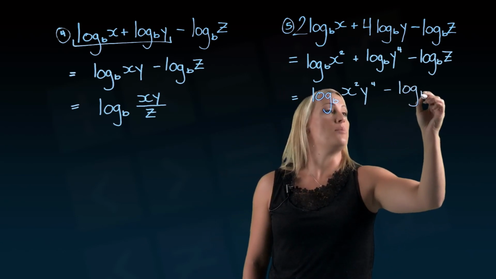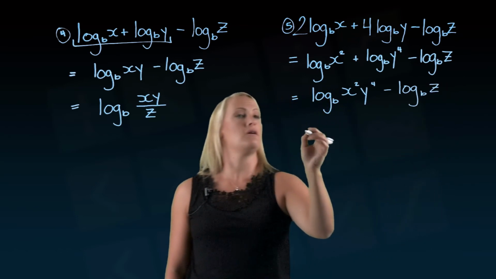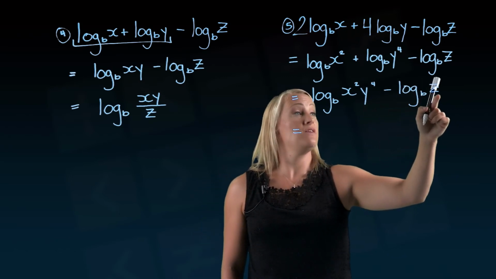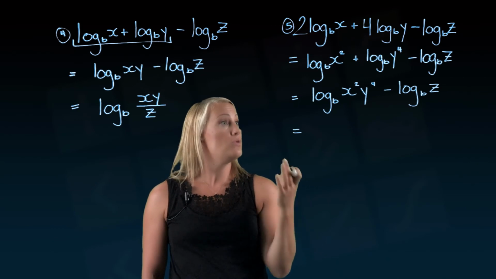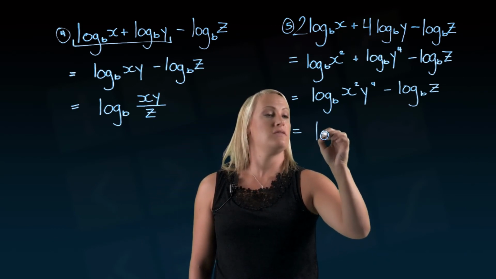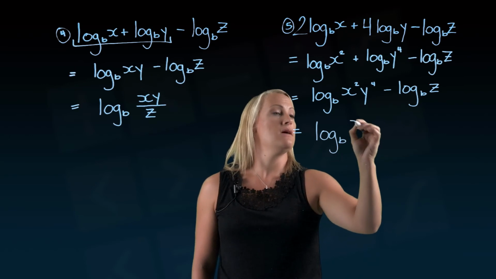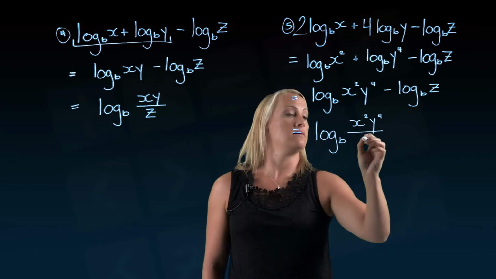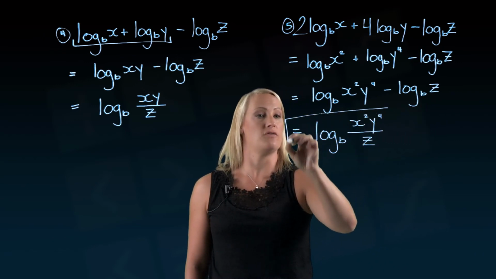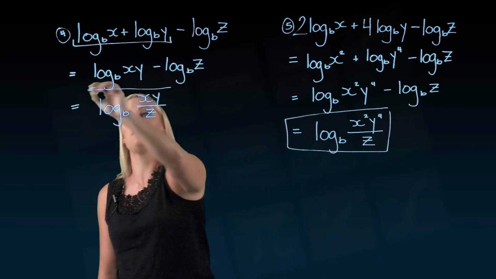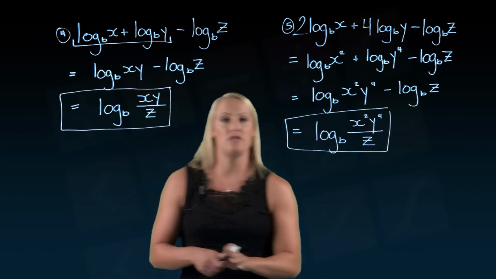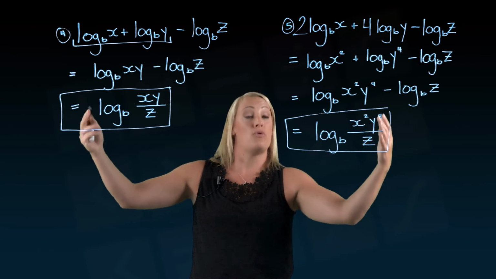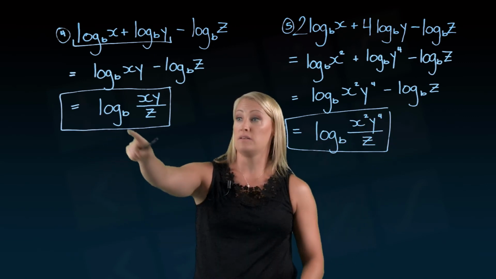You could do this in one step if you wanted to, but I'm going to show every step just to be clear. And now I've got x to the power of 2, y to the power of 4, subtract log base b of z. That subtraction in our rules is paired with division. So to write this as a single logarithm, I'm going to write log base b of x squared y to the power of 4 divided by z. That's our final answer there. Here, I'll do that same to this guy over here. So hopefully that helps you start to work through using those laws of logarithms as a base for simplifying logarithms into one single logarithm.